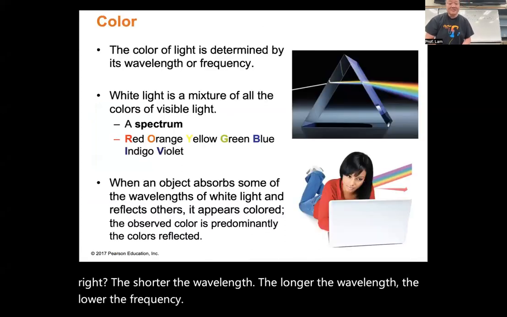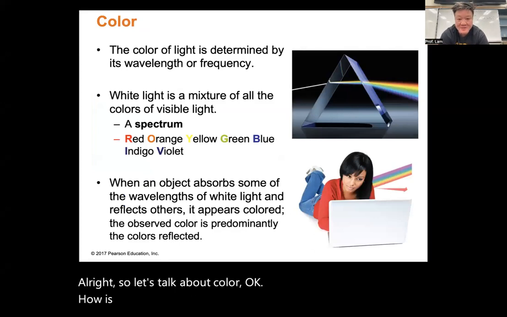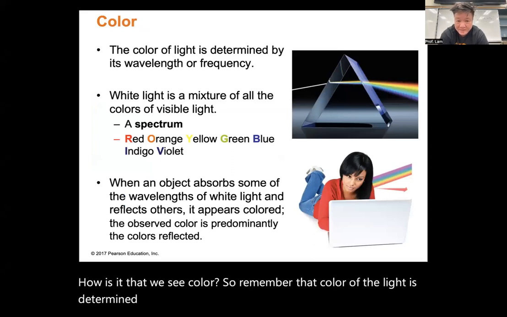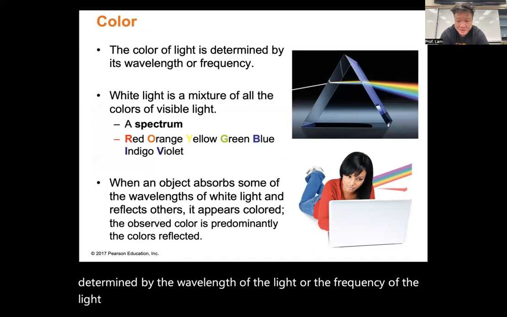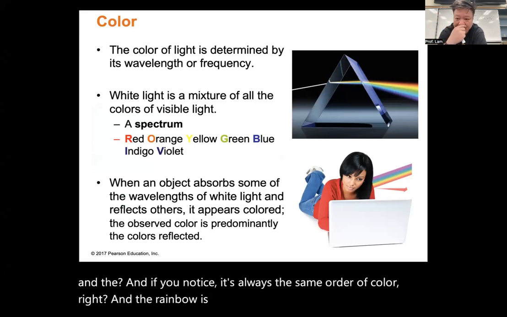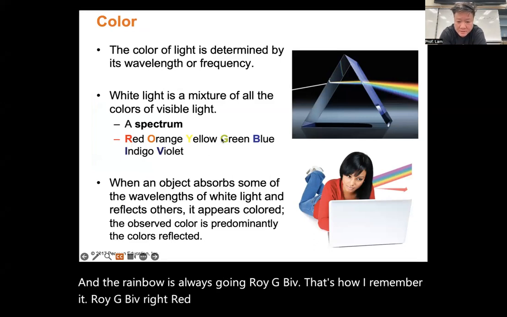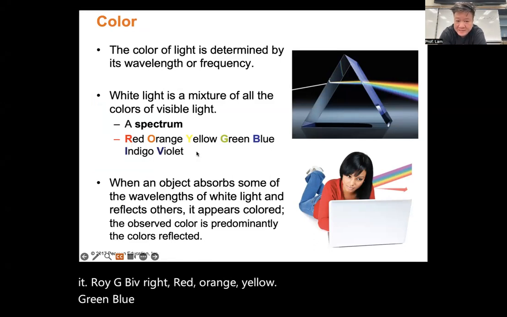All right, so let's talk about color. How is it that we see color? Remember that the color of light is determined by the wavelength or the frequency of the light, and it's on a spectrum. Have you ever seen the rainbow? If you notice, it's always the same order of color. The rainbow is always going Roy G. Biv. That's how I remember it. Red, orange, yellow, green, blue, indigo, violet. And that's the spectrum. So why is it that we see color?